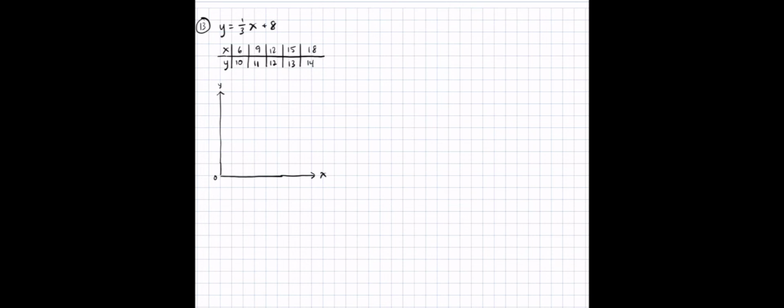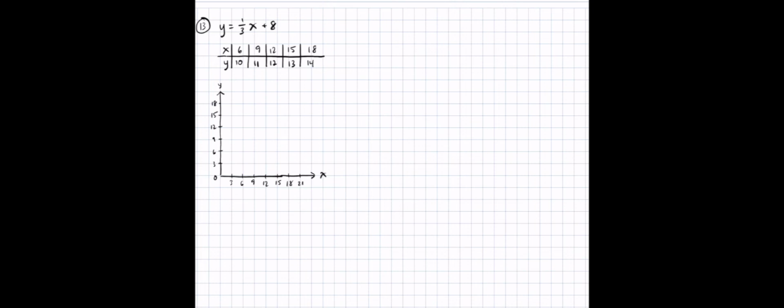Okay, so our x's are going up to 18, right? So 3, 6, 9, 12, 15, 18. Okay, that works. 3, 6, 9, 12, 15, 18, 21. And our y's go up to 14. So let's see, 2, 4, 6, 8, 10, 12. Nope. Maybe we'll go by 3s. 3, 6, 9, 12, 15, 18.